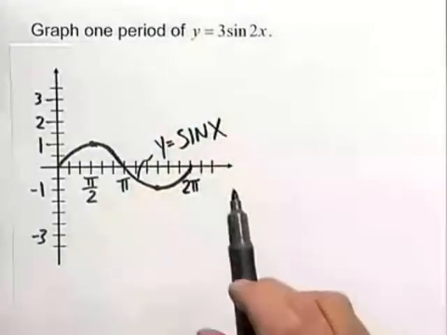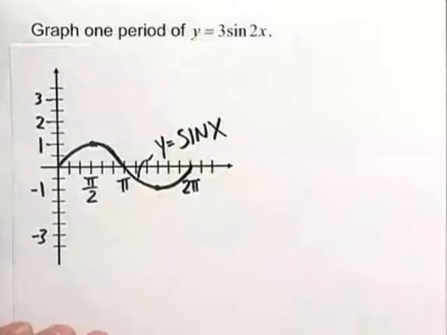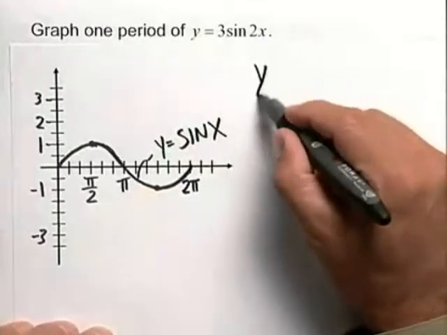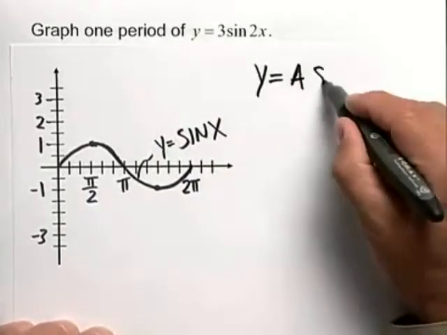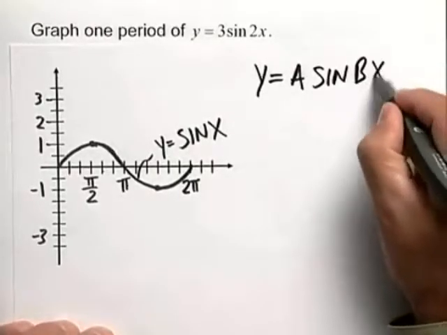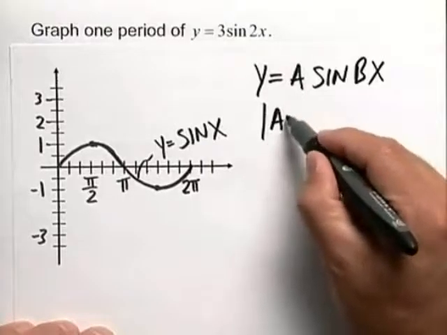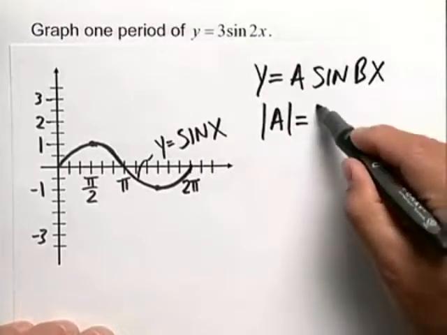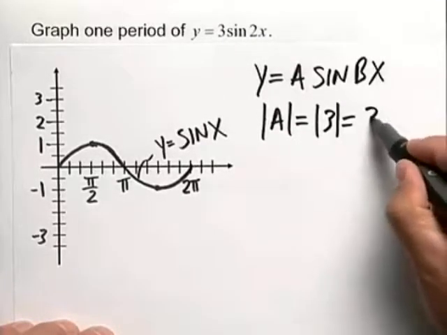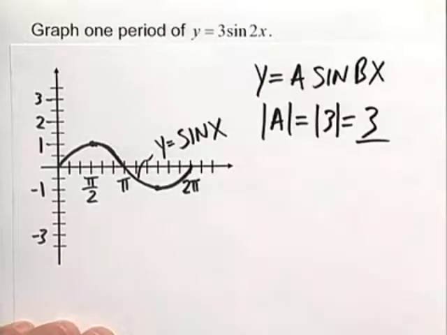Let's graph a trigonometric function. We want to graph y equals 3 sine of 2x, and this is the form y equals a times the sine of bx. We know that our amplitude is equal to the absolute value of a, so for our purposes the absolute value of 3 is equal to 3. So that is our amplitude.